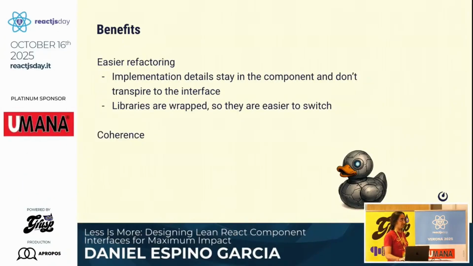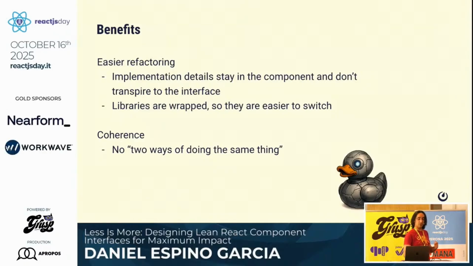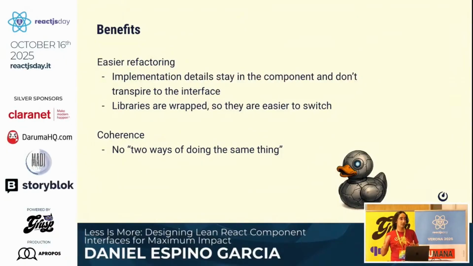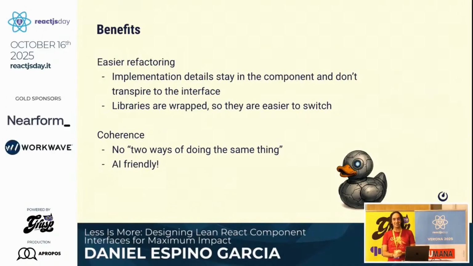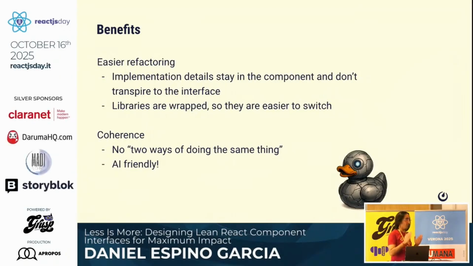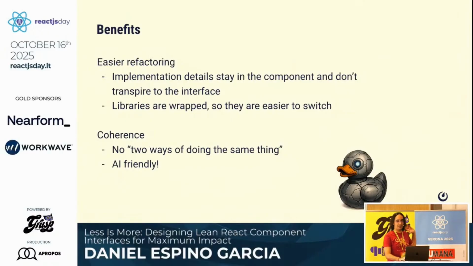And finally, coherence. Why is coherence important? Because with MVI, you will not have two ways of doing the same thing, because if you have two ways of doing the same thing, you have one extra prop that you can remove. And this is great for AI. AI is coming here to stay, and it doesn't matter if we like it or not. If you only give AI one option, it cannot hallucinate others. You just use the one that you want it to use. So yeah, those are the benefits. That's why we will do all the crazy things I'm going to tell you to do.